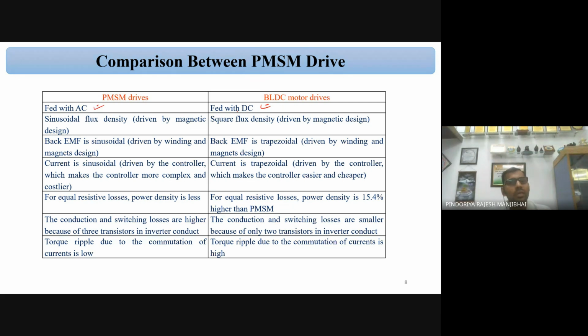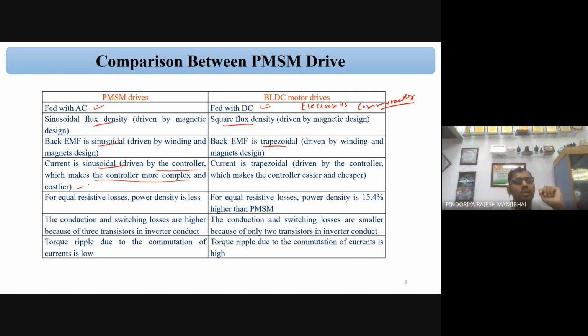In the case of the BLDC, we have an electronic commutator. In the case of the AC, we use the inverter for the controlling operation. The flux density is sinusoidal because of the distributed winding, and square because of the concentrated winding. Back EMF is sinusoidal because the flux density is sinusoidal. Back EMF is trapezoidal because there is a concentrated winding. Current is sinusoidal, driven by the controller, which makes the controller more complex and costly.